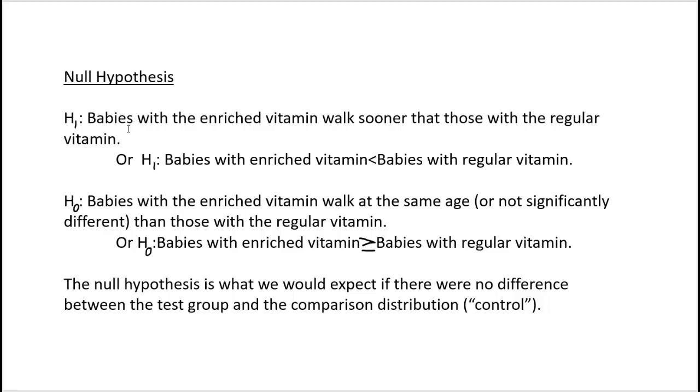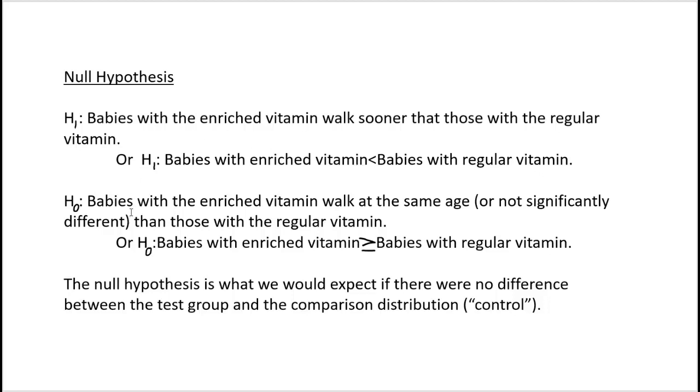Okay, so another way of saying that is that if the enriched vitamin makes it different, the babies will walk sooner. Another way of saying this with some symbols is the alternative or the research hypothesis is that babies with the enriched vitamin will be less than babies with the regular vitamin. And remember, we're measuring this in terms of months. So babies with the enriched vitamin will walk earlier, or have a lower score, or walk at fewer months than babies with the regular vitamin.